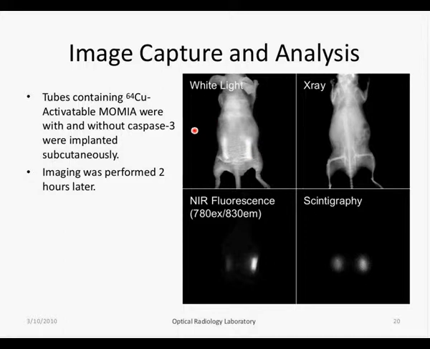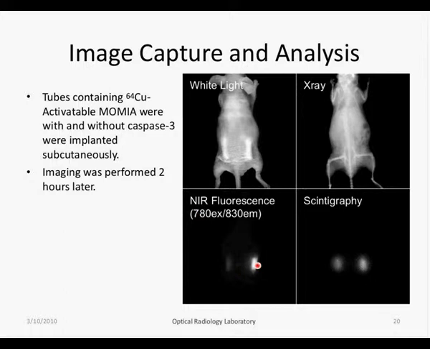mixing with the enzyme. Here shows the white light image, and these are all in grayscale to begin with. So the white light image of the mouse, and you can see here pretty easily where the tubes are implanted, and they don't show up on the X-ray. That's not important at this point. But then we took the fluorescence image with this dye in the tubes, and you can see that the tube on the right has much higher fluorescence signals than the tube on the left.